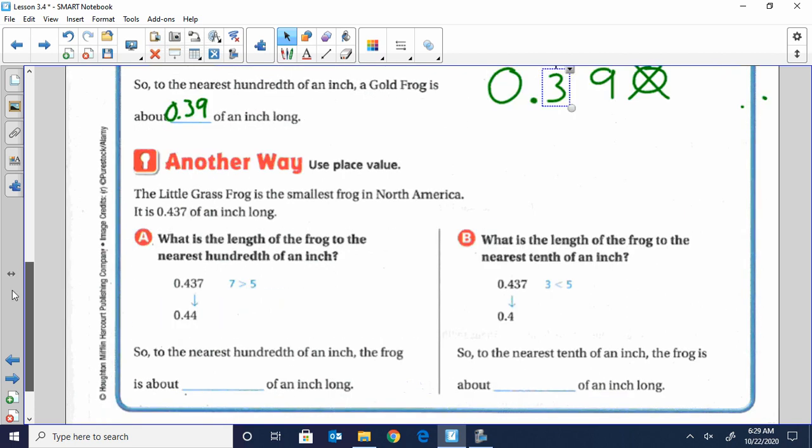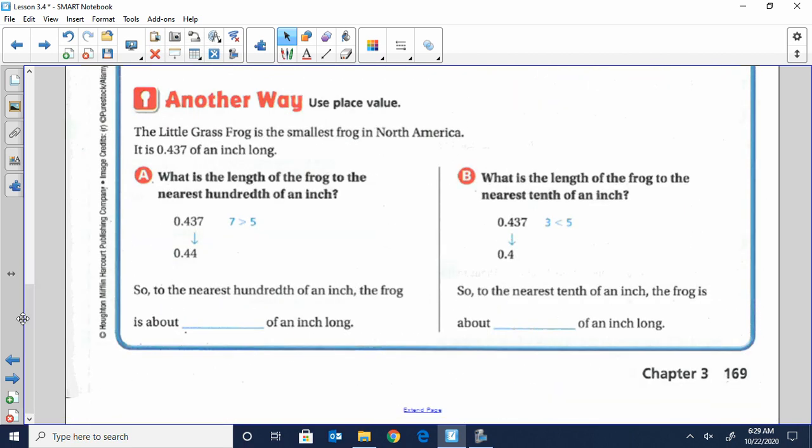If we look at example A down here at the bottom, what is the length of the frog rounded to the nearest hundredth here? Okay, so we have 437 thousandths, and we're going to round it to the nearest hundredth. So we're going to go ahead and write 437 thousandths. We want to round it to the hundredths place.